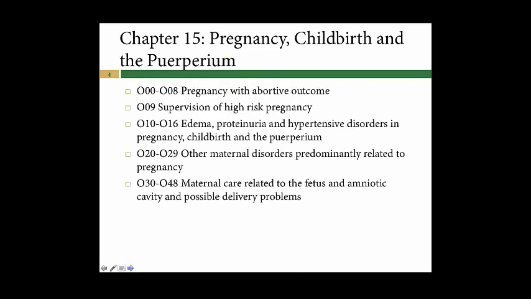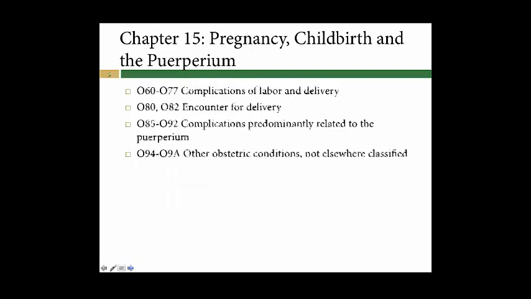So this is our chapter, Chapter 15, Pregnancy, Childbirth, and Puerperium. And you can see the list. All of ICD-10 starts with outlines. They call them blocks. I think of them as outlines. And you can see what we're going to talk about in this chapter. Supervision of high-risk pregnancy, patients with hypertensive disease. In O20 to O29, we have diabetes care. And then complications of labor and delivery, encounter for delivery, and then some complications related to the postnatal period.